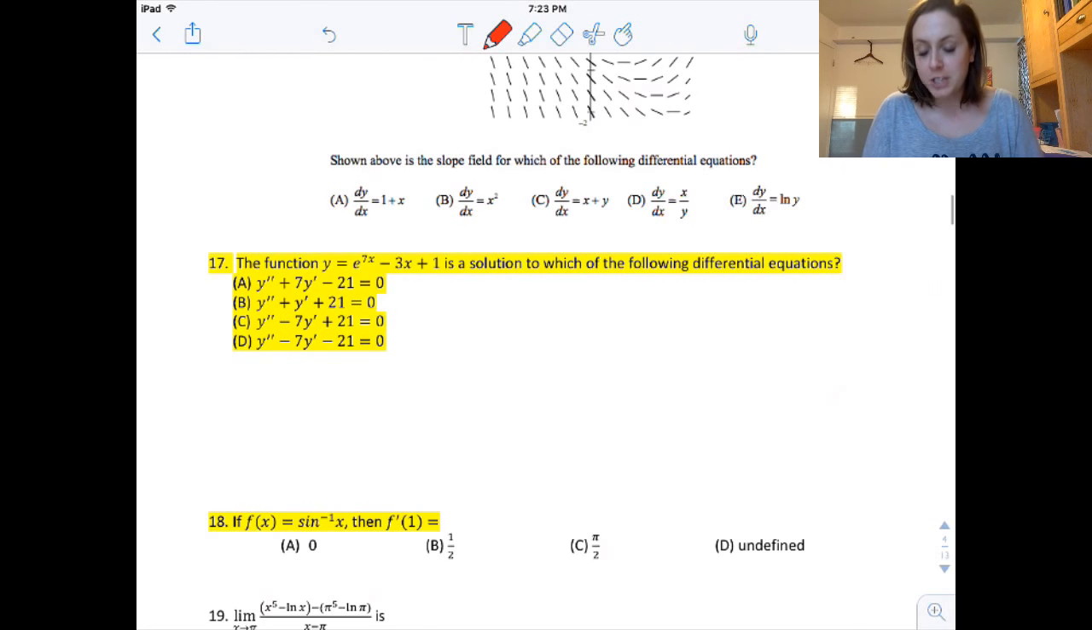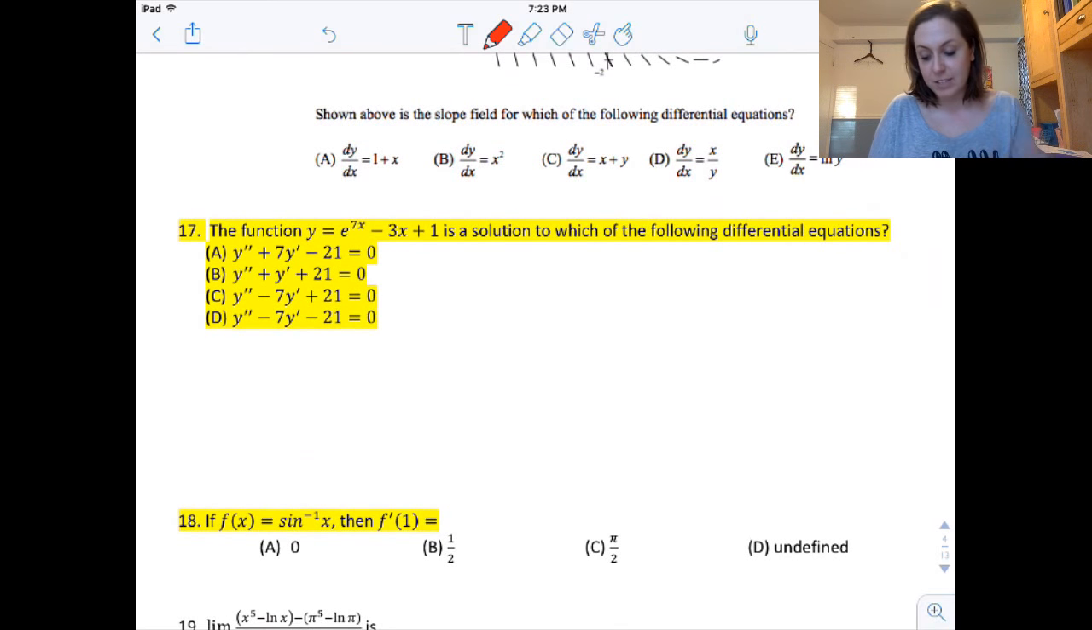The function y equals e to the 7x minus 3, plus 1, is a solution to which differential equation? I will tell you guys, you're not going to figure this out just by trying to come up with an answer magically. You need to test your answer choices here. That would be your best solution.